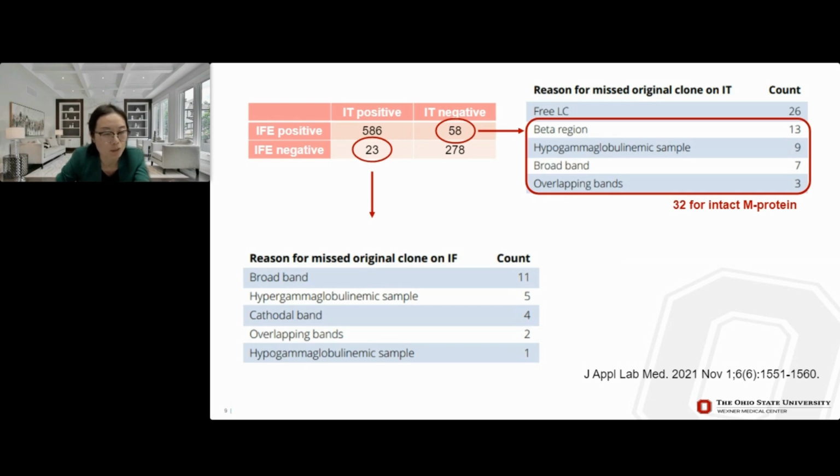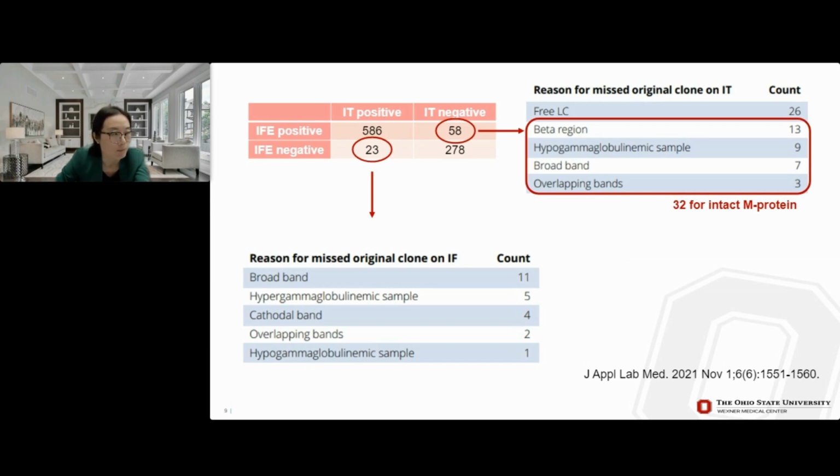Like what I mentioned in the previous slides, the IMWG consensus response criteria are based on gel immunofixation results. So for intact M proteins, the classification would be different if capillary immunotyping is used but not gel immunofixation. However, there was no statistical difference in sensitivity for intact M protein on capillary immunotyping or gel immunofixation.